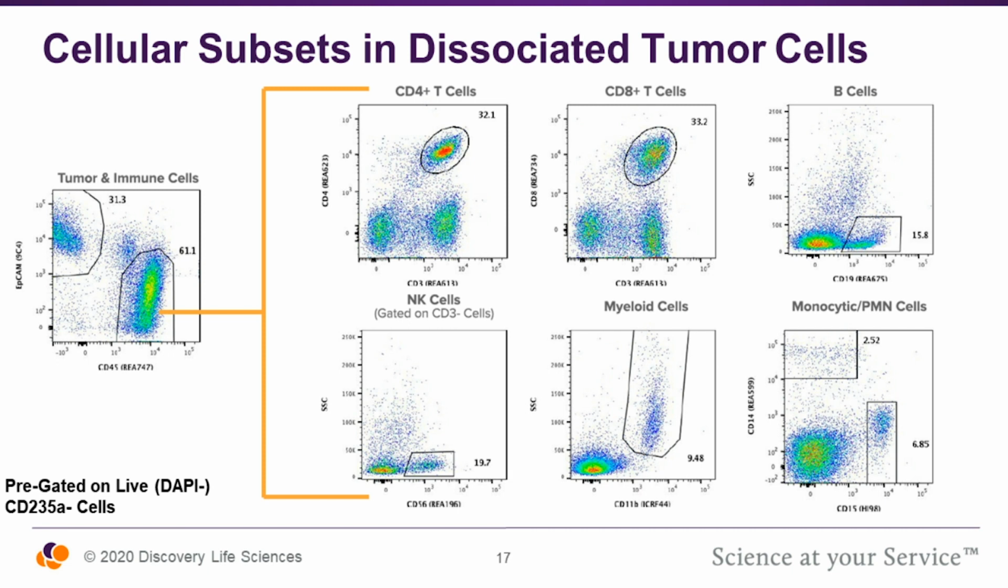Following this gating strategy, we further classify all of the immune cell populations by the major lymphoid and myeloid populations that would be present within the tumor. This includes the CD4 and CD8 T cells, as well as the B cell populations. We do look at NK cells. They tend to be the rarest of all the cell types that we are analyzing, so we will gate on CD3 negative cells prior to analyzing those. And then we do look at myeloid cells, both as CD11b positive and then the monocytic or granulocytic cells by the expression of CD14 or CD15, respectively.